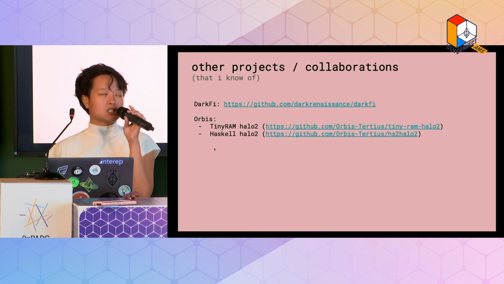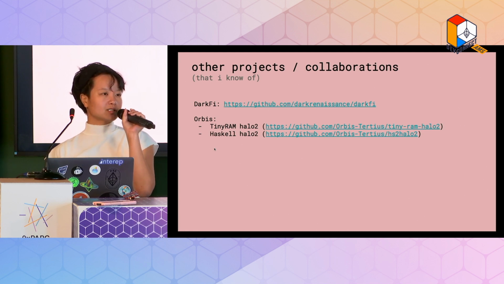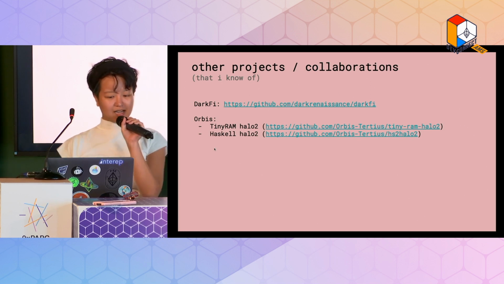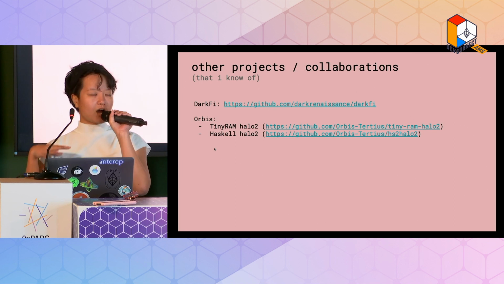Another project I know about is Orbis, which is a ZK rollup on Cardano. So they're using Halo 2 in a Haskell-y way because it's Cardano. And it's very cool to see what they've built on top of just using Halo 2 as a backend.